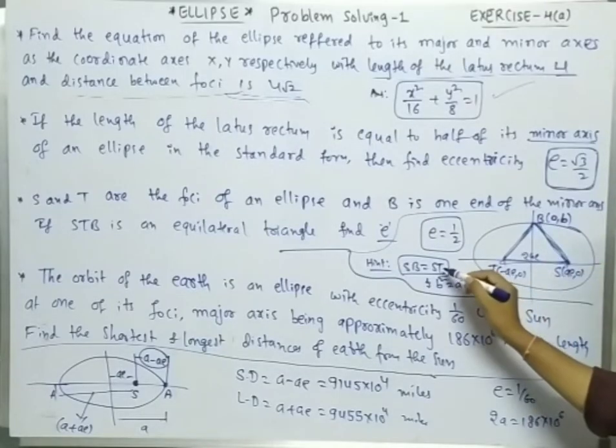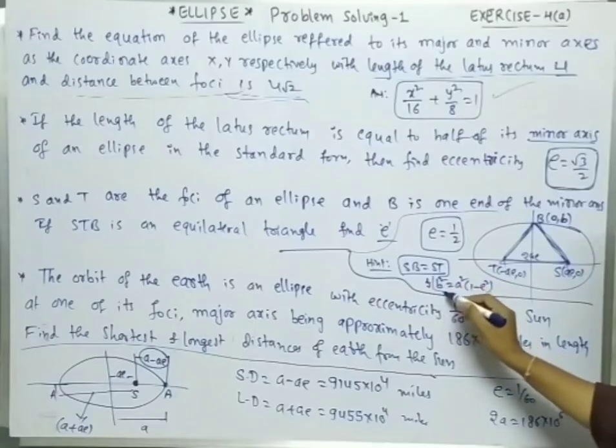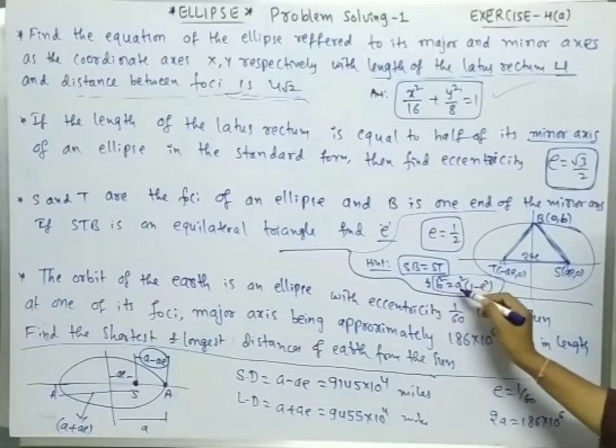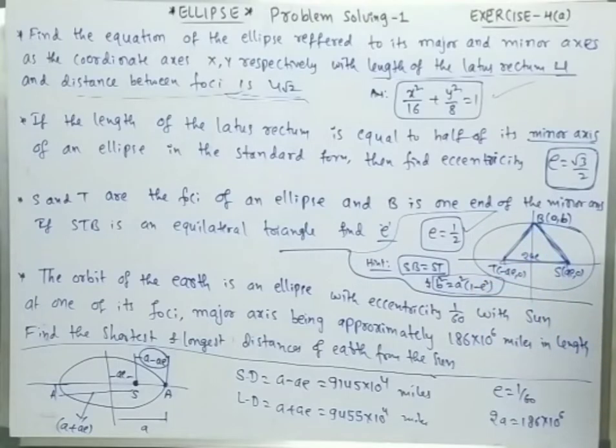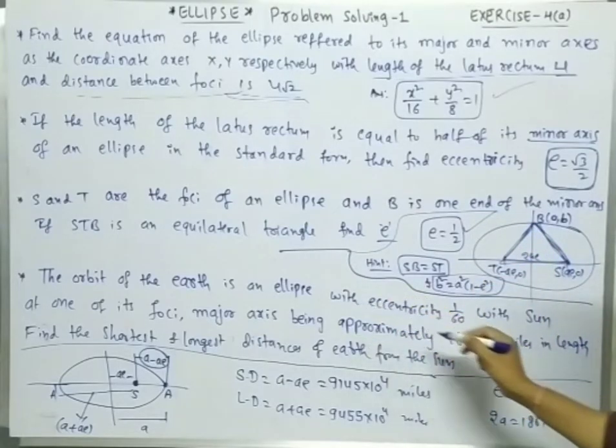Find SB using the distance formula and you will get one relation. From that relation, substitute B square is equal to A square into 1 minus E square. Then you will get the eccentricity value. Okay, so this is an application problem.